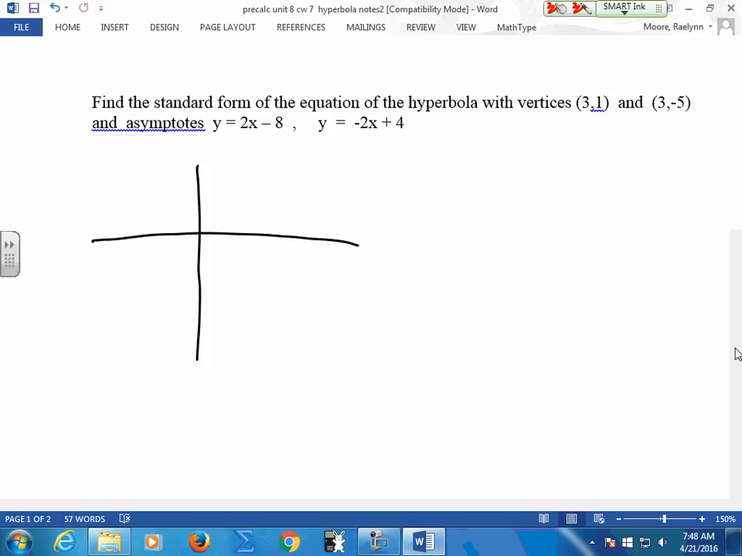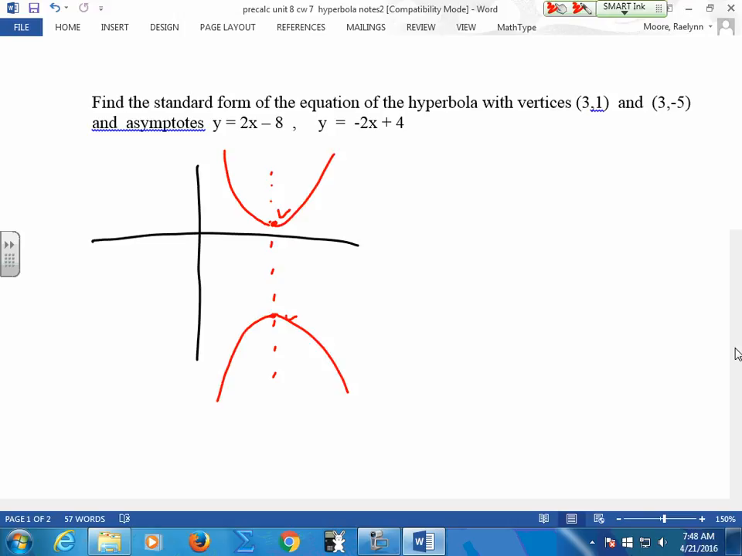I think we should start with the vertices. Okay, so let's start with the vertices. We've got 3, 1 and 3, -5. So where's my hyperbola going? Off the what axis? The y. So it's going to go like this. Let's draw it.